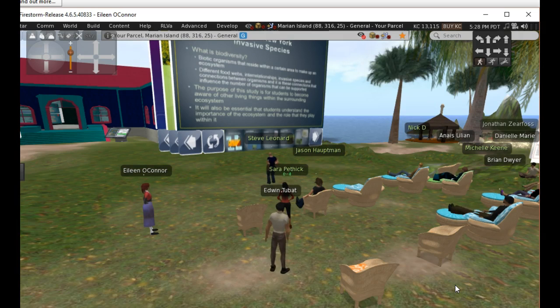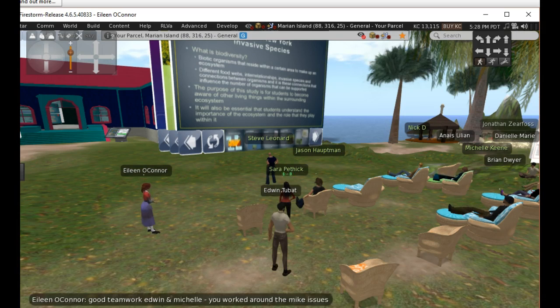So the purpose of our study is for students to become aware of living things in their surrounding ecosystem. And not only that, we want them to understand that there's an importance of the ecosystem around them and the role that they play within it. We wanted to make sure that engaging students in this outward bound experience was going to be them really understanding their part in it and how their area also can affect other areas around them. So that's our big thing.